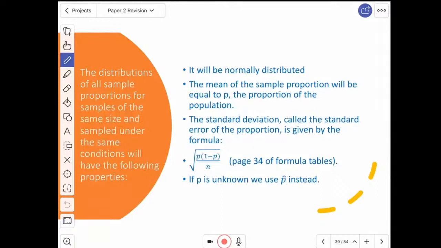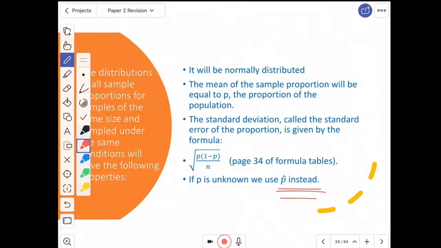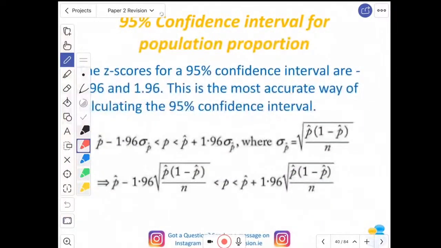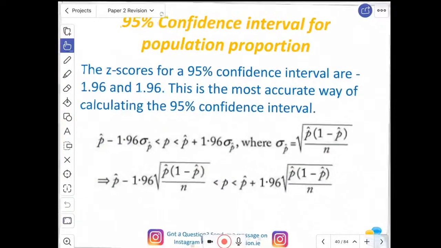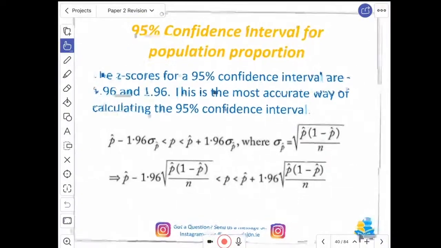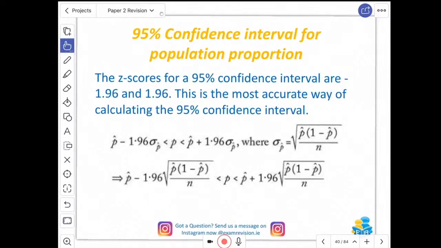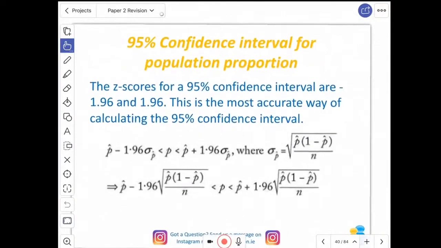And it says if P is unknown, we use P hat instead. And that's also important because in a lot of the questions, you won't know P, so you'll use P hat instead. And again, I will show you that in the next part of this, and it will make more sense. So that brings me on to the 95% confidence interval for the population proportion. So in the exam, if you're asked to come up with a 95% confidence interval, again, you need to say to yourself, is it for the population proportion or is it for the population mean? And if it's for the population proportion, this is the formula that you need to know off by heart.